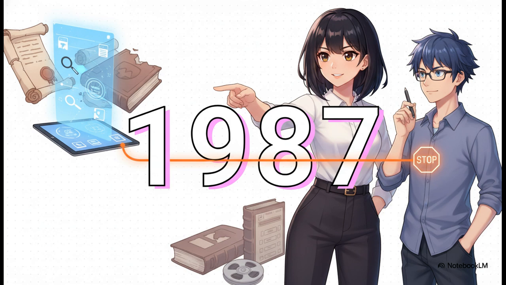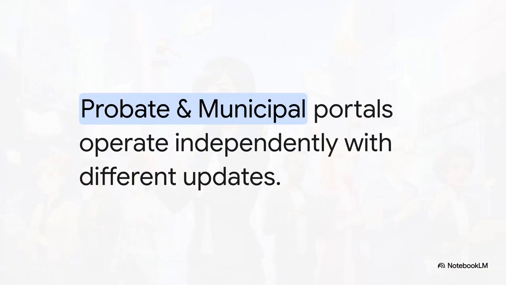If you were doing historical research for a case that started before October 1987, you are simply not going to find it on the digital portal. But hold on, remember, that was just the Common Pleas Court. The probate and municipal portals operate completely independently, and they have totally different update schedules.